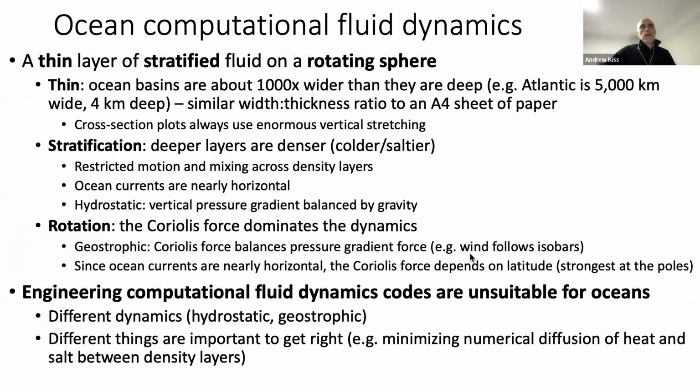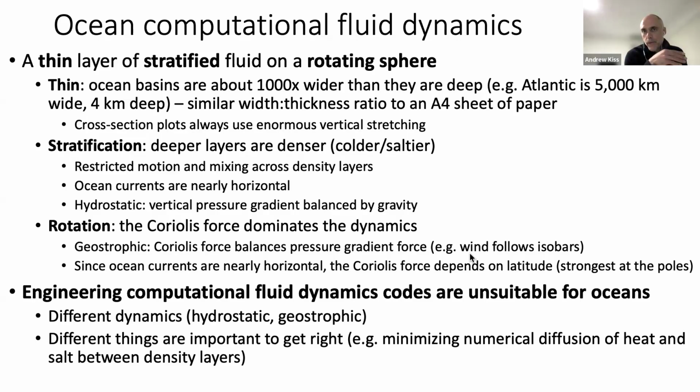So, if we think about computational fluid dynamics for the ocean, these are the kind of ways you might specify it as a computational fluid dynamic problem. You've got a thin layer of fluid, it's stratified, so it's dense at the bottom and less dense at the top, and it's on a rotating sphere, all right? Now, when I say it's thin, the oceans are something like 4 kilometers deep on average, and a typical ocean basin might be maybe 5,000 kilometers across. So you've got about 1,000-fold difference in thickness to width. And that's actually a similar aspect ratio to a sheet of paper. So the thickness of a sheet of paper compared to its width. So that's a really quite extreme aspect ratio.